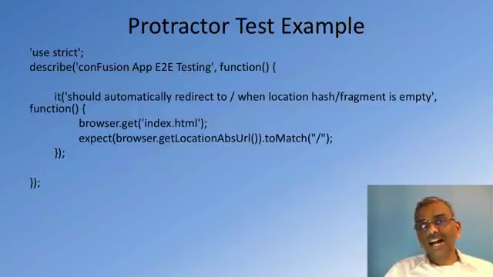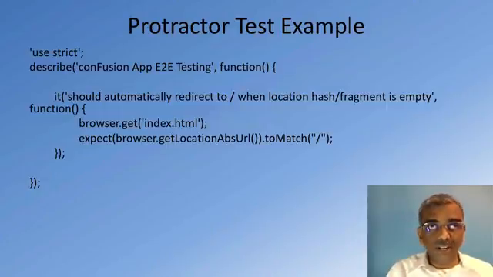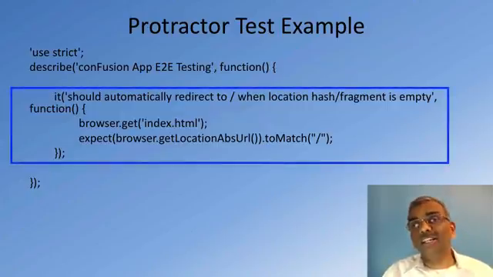Let's now look at how you would configure a test. In this case, since we are using Jasmine syntax, the code will look similar to the unit test that you have carried out earlier, except that here you need to specify certain things in order to make it do the end-to-end test. Let's look at how we configure this. So I specify describe, confusion app E2E testing, function. In describe you specify a string where you can give a detailed description of what this test is doing, and then inside the function I specify the actual test configurations.